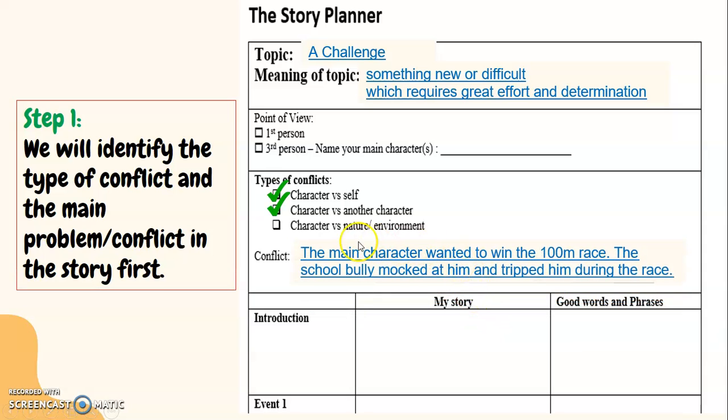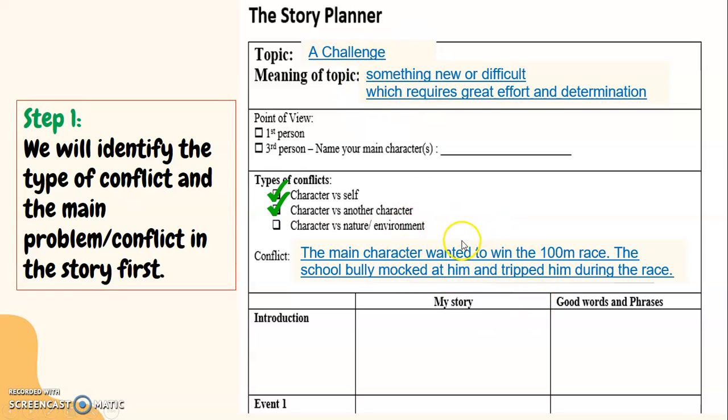The conflict is the main character wanted to win in the 100-meter race, but there was a school bully who kept mocking him, and even on the actual day, he tripped him. So this is the main conflict, character versus another character in the story. Okay, so we will actually fill this part first. Once we have this in, most likely you will not go out of point, which is the purpose of the plan. You must have the purpose correct. Okay, and this conflict should link back to the topic, a challenge.